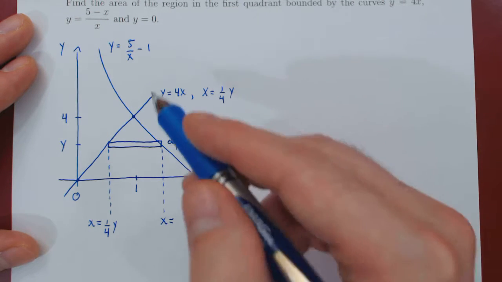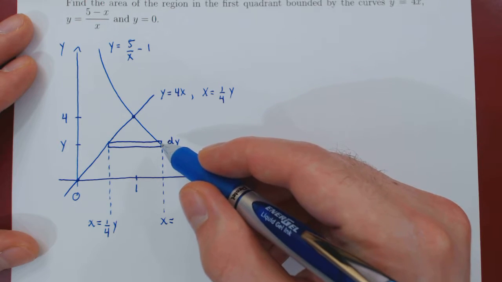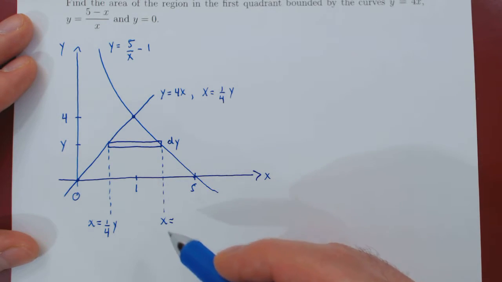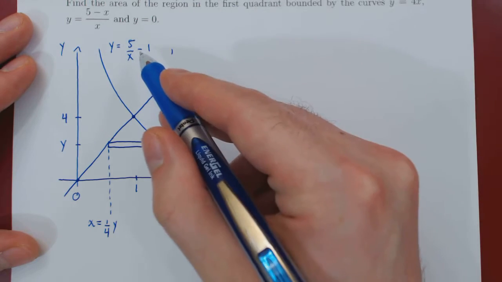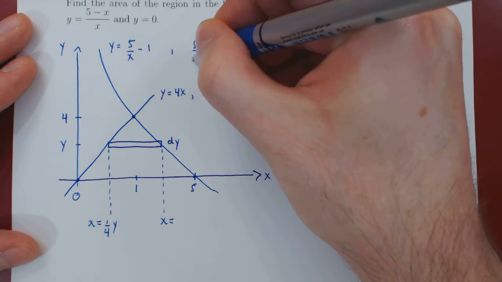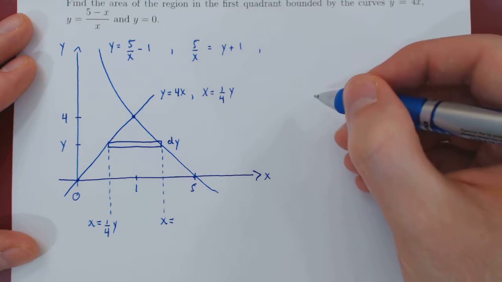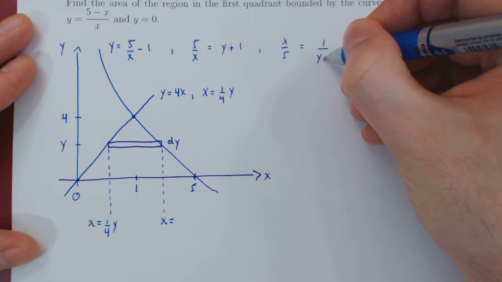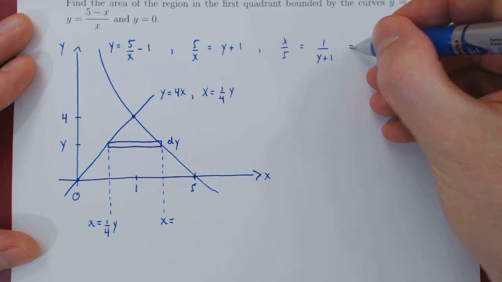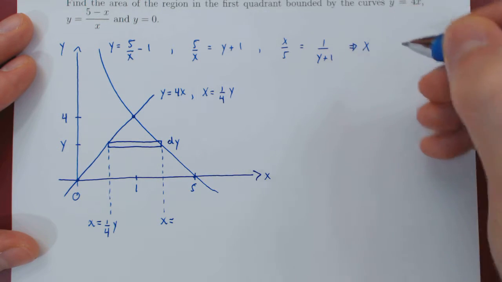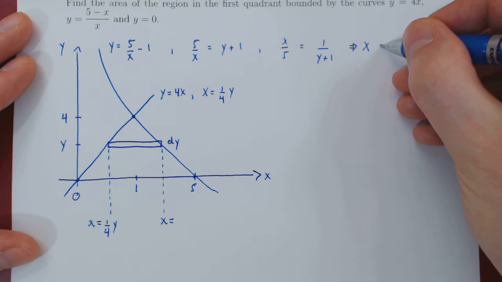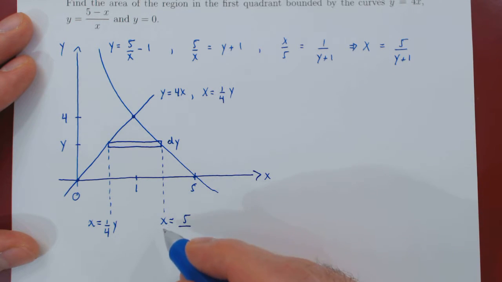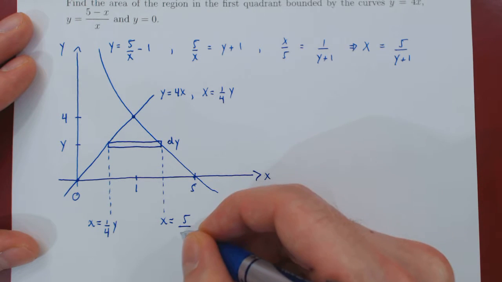Same thing for the right-hand point, but now at the right-hand point of our rectangle we are on the curve y equals 5 over x plus 1. So we now have to solve in this equation x in terms of y. Well, the first step is to add 1, so 5 over x equals y plus 1. If you invert both sides, then x over 5 is 1 over y plus 1. Multiply up by 5, so x is 5 over y plus 1. And we now have the x value of the right-hand point as a function of y.